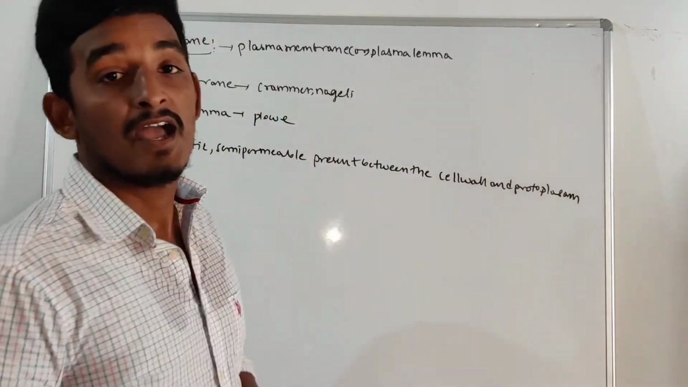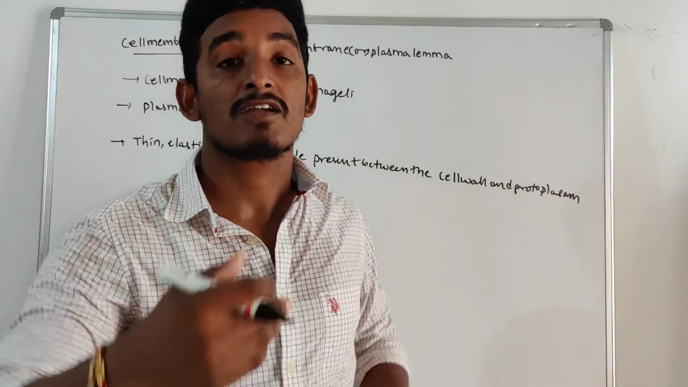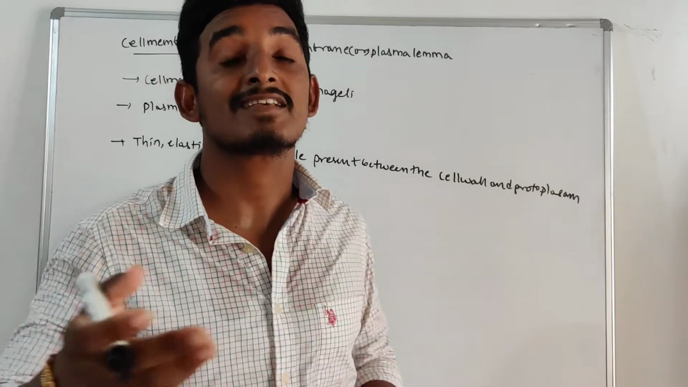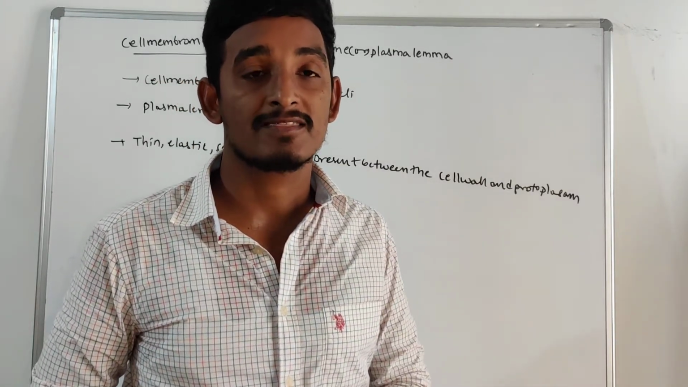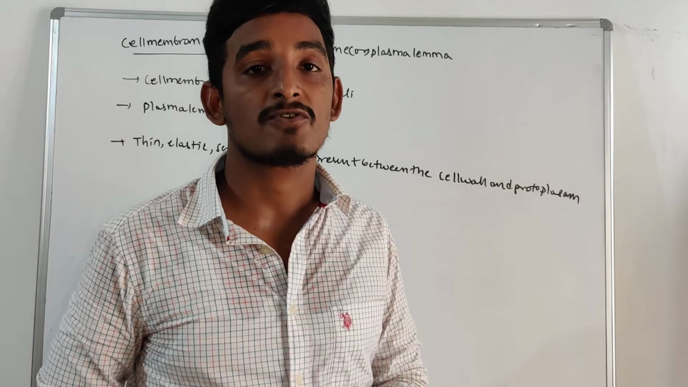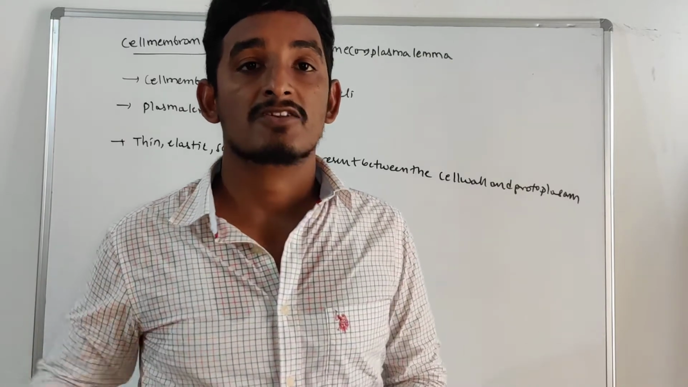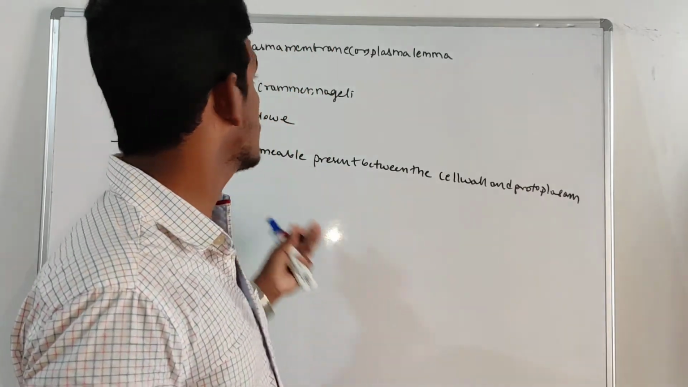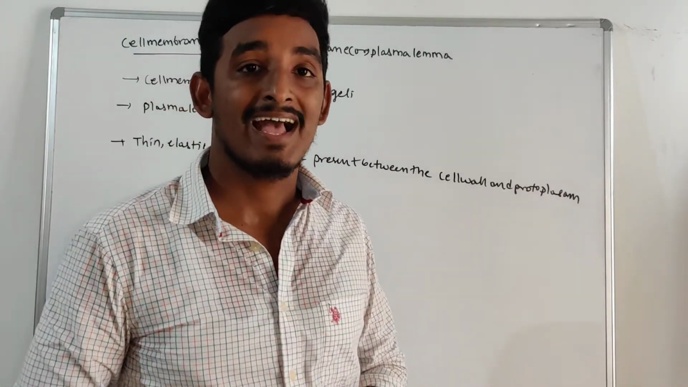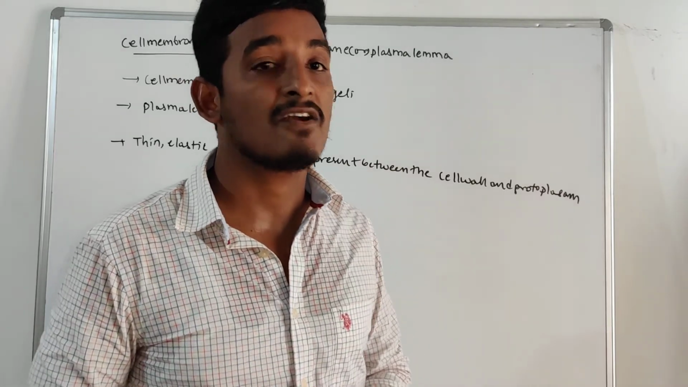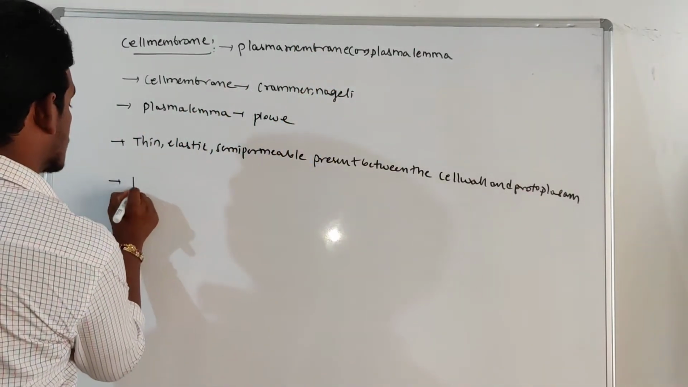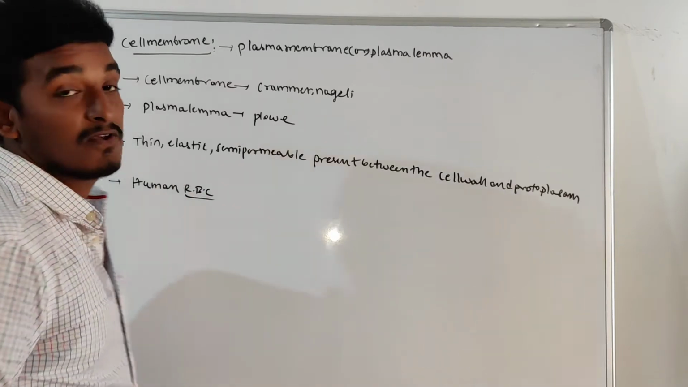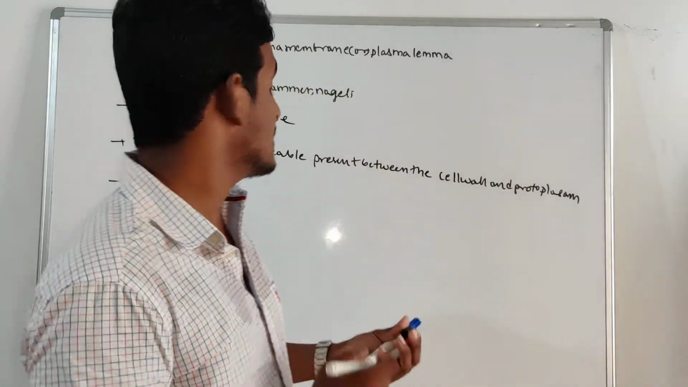Many scientists wanted to give brief information about the cell membrane, but finally, after the discovery of the electron microscope, which was discovered by Knoll and Ruska, they were able to give detailed information about the cell membrane. They investigated human RBC, the human red blood cell, and gave some information related to the cell membrane.